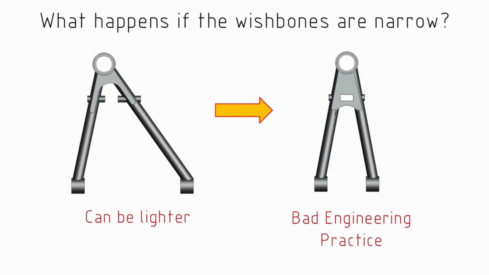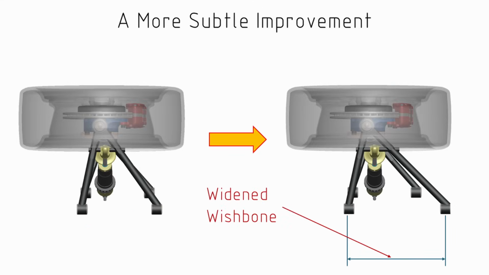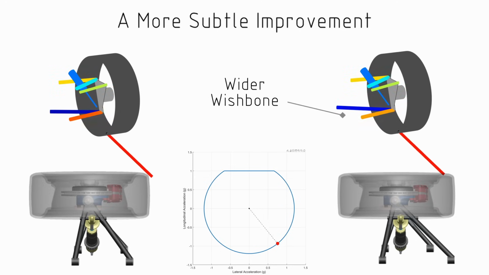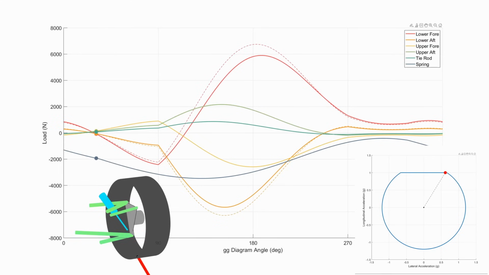We want to make sure that we're taking a careful look at our load paths. Now in a more subtle way of design here, I could take the original design and slightly change the dimensions of the wishbones to try and reduce the loads going in. And this shows the results of slightly changing the geometry of that lower wishbone. Now it's not as extreme as when we made the wishbone very, very narrow, but there is a real and noticeable reduction in the load just by a careful use of the geometry of that lower wishbone.